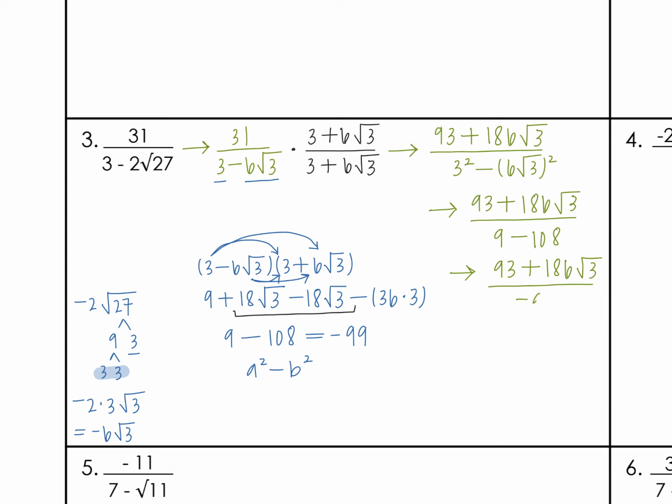Then using the subtraction, we get that 93 plus 186 root 3 over our negative 99. Now, the reason why this is not our answer is because we haven't followed through with that last step of pulling out our GCF. We have that 93, 186, and negative 99 are all divisible by 3. And so we are going to pull out that GCF of a 3, and that's going to leave us with 31 plus 62 root 3 over negative 33 as my final answer here.